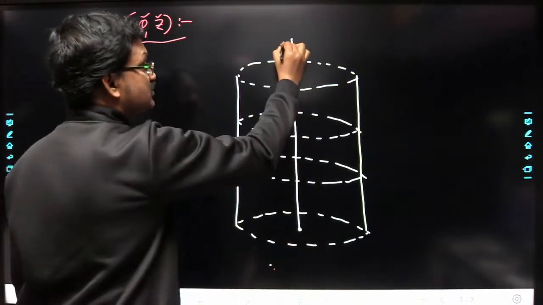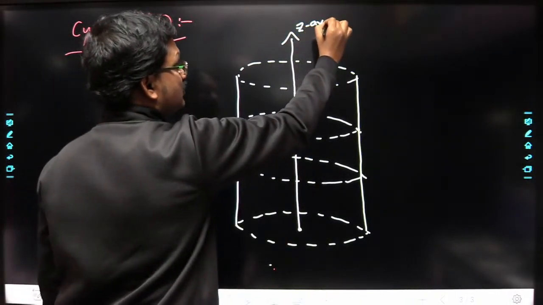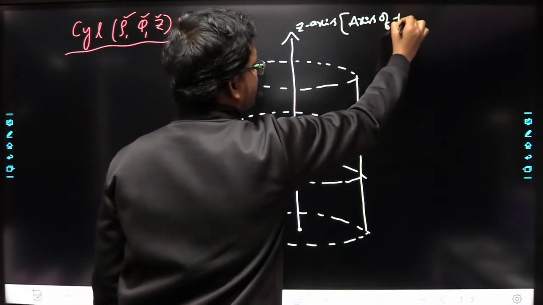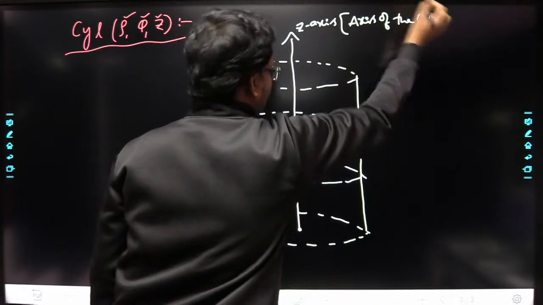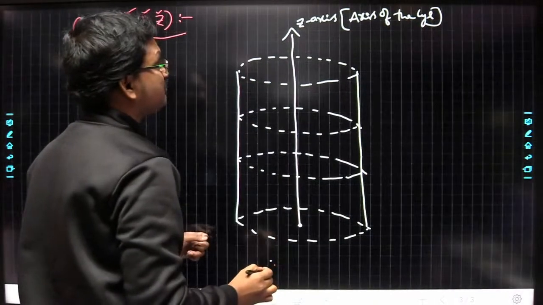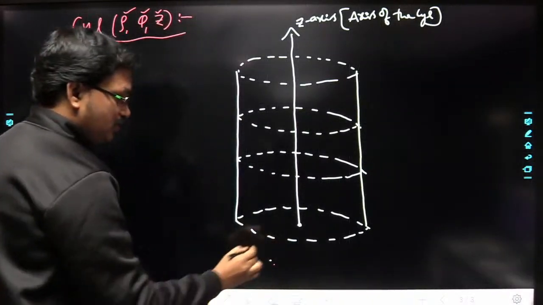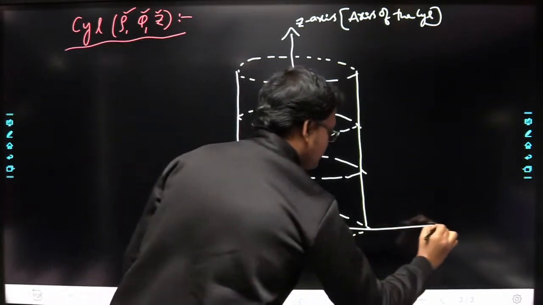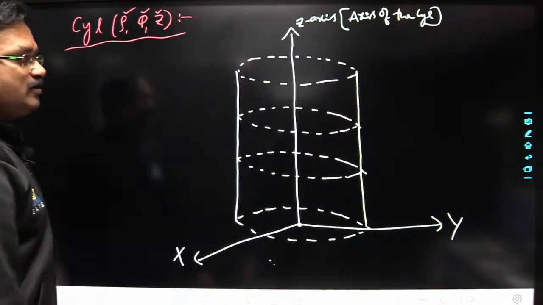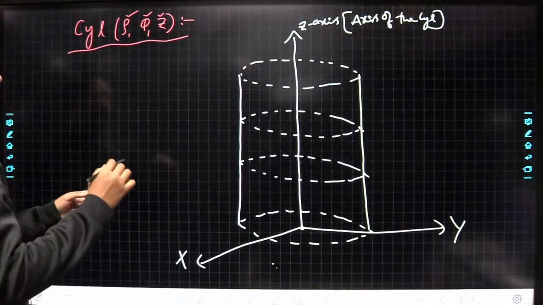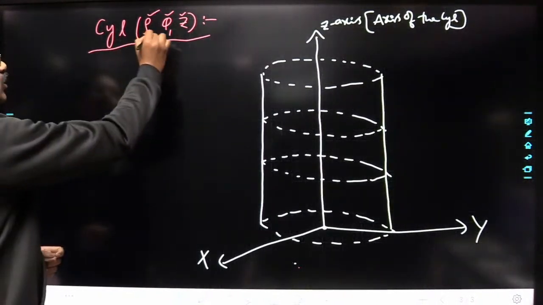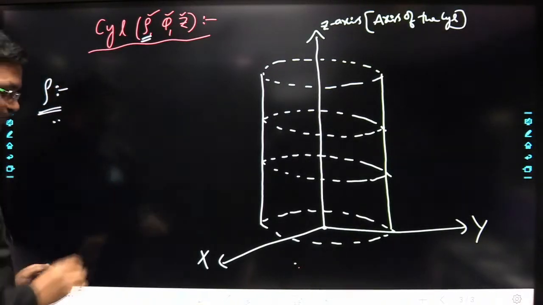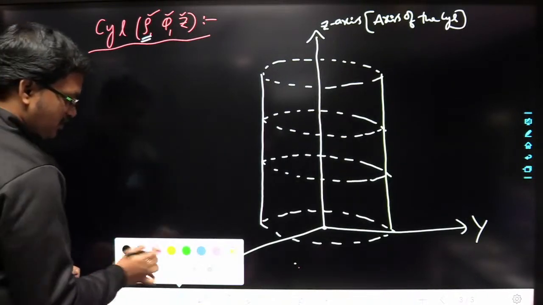So this is the z axis, and we call this z axis the axis of the cylinder. This is the x axis and this is the y axis. Now first we will see what you mean by rho. First write down the definition here, and I will explain each and everything.